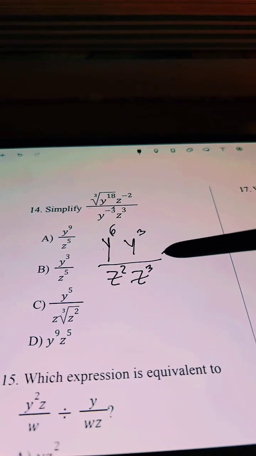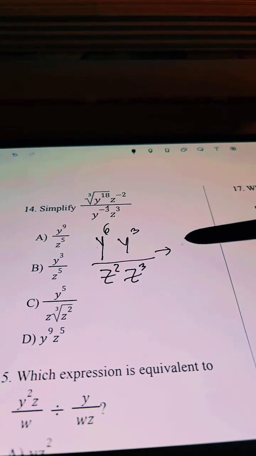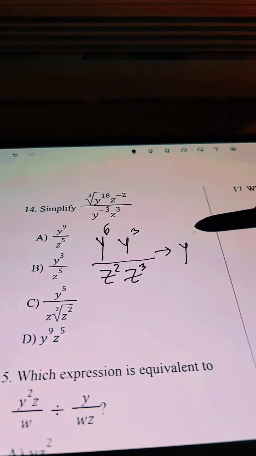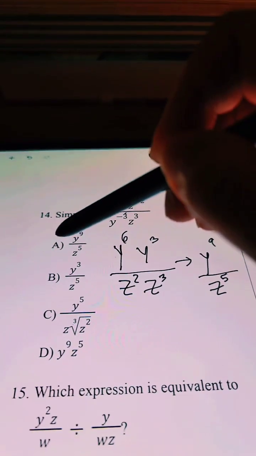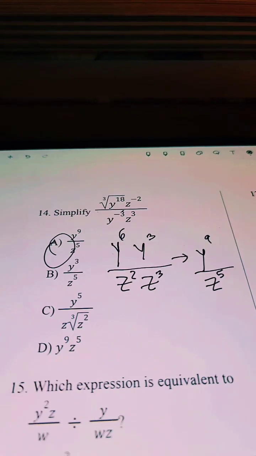And then now I can just do product rule, and I could say, okay, now I'm going to keep the like base, add the exponents. So then I should get A as my answer.